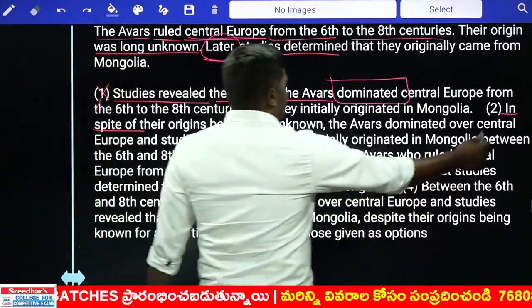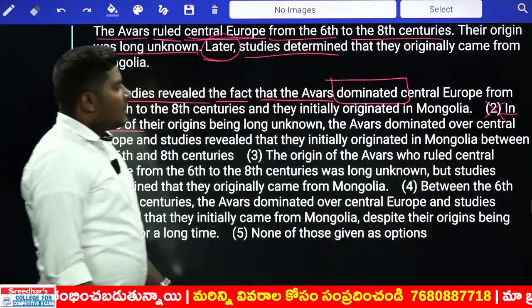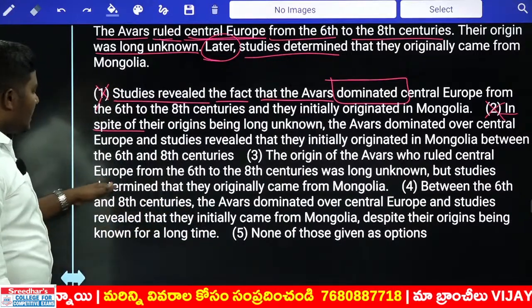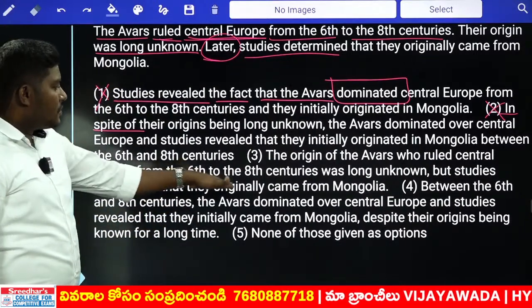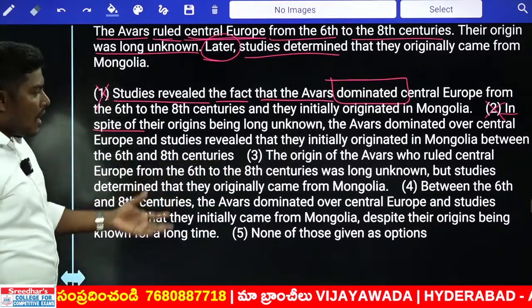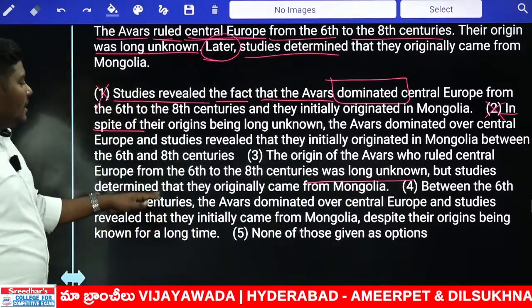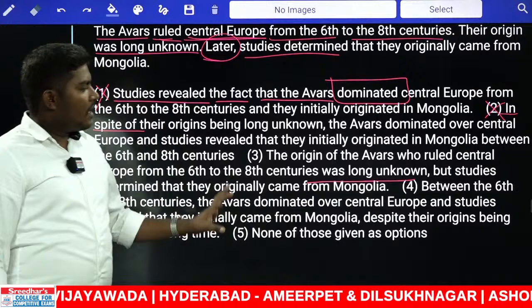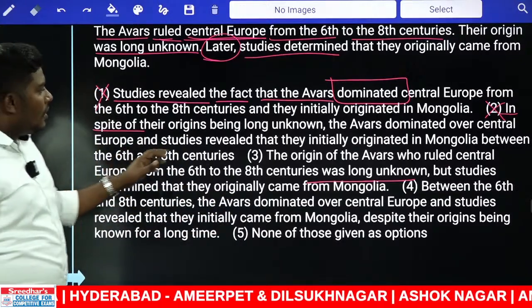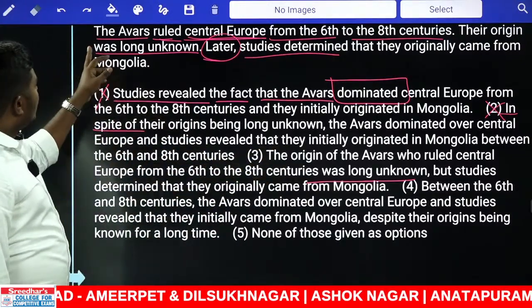Okay, second one is out. Next, third one. The origin of the Avars who ruled Central Europe, possibly from the 6th to the 8th century, was long unknown. This looks good, okay? But studies determined that they originally came from Mongolia. This is okay. The origin of the Avars, let us look at this.